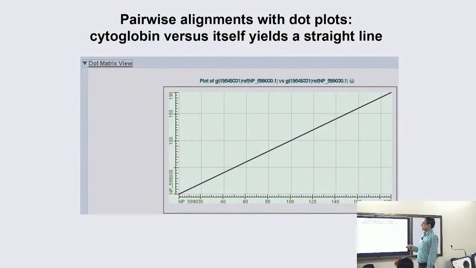Okay, so here it is. If you align cytoglobin with itself, do you remember matrix notation? How to visualize alignment in a matrix? The diagonal means match or mismatch. But here these two sequences are the same, so it is essentially all matches. Okay, so clear.